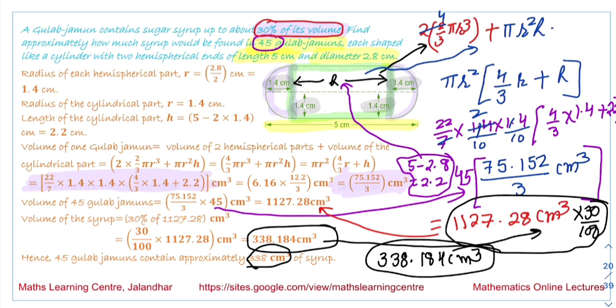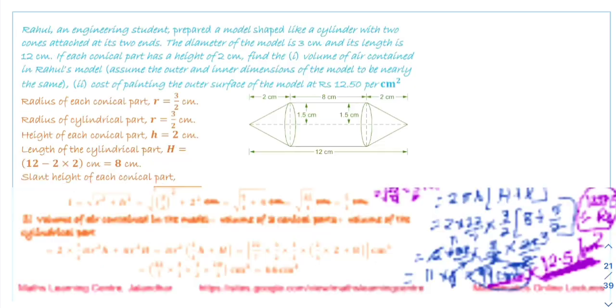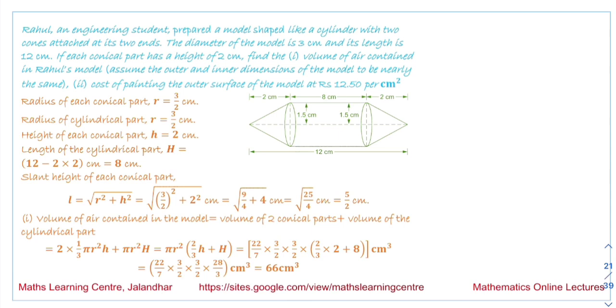Next is Rahul, an engineering student, prepared a model shaped like a cylinder with two cones attached to its two ends. The diameter of the model is 3 centimeter. So the radius we have over here is 1.5 centimeter, and its length is 12 centimeter. The total length of the model is given to be 12 centimeter. If each conical part has height 2 centimeter, this is the height of the conical part. So the remaining value over here for the cylinder is 8 centimeter.